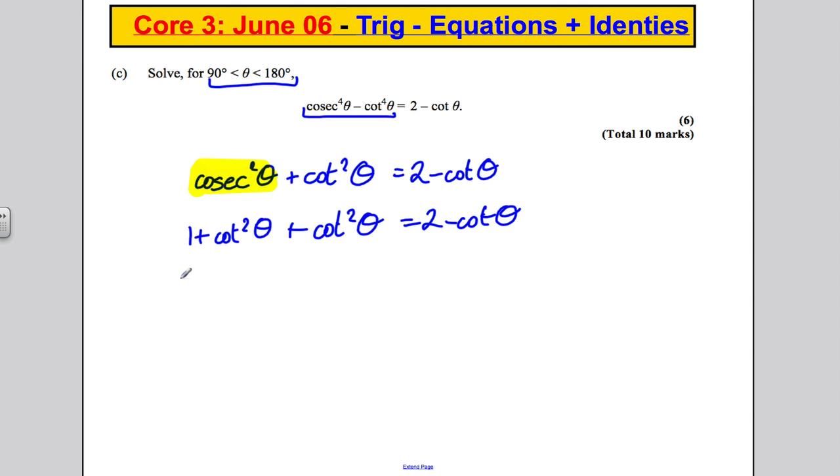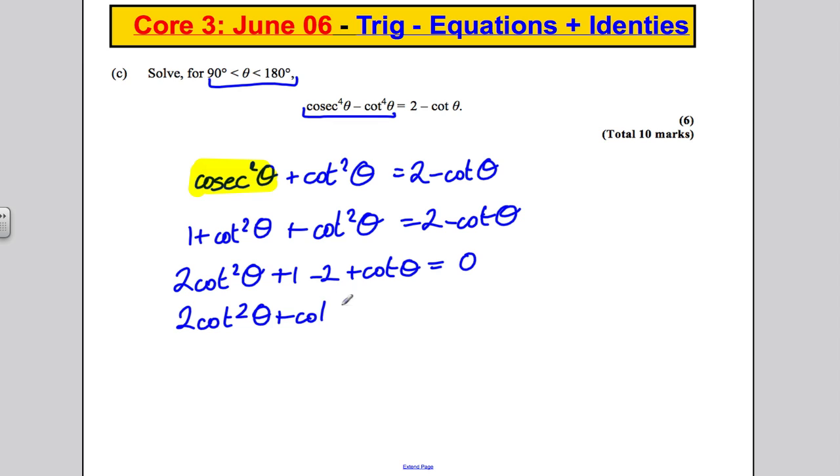I'll combine cot squared, so I've got 2 cot squared theta plus the 1. Then I'm going to subtract 2 off both sides, and add cot theta to both sides. And then just tidying up, 2 cot squared theta plus cot theta subtract 1 is 0. Can I factorise this?